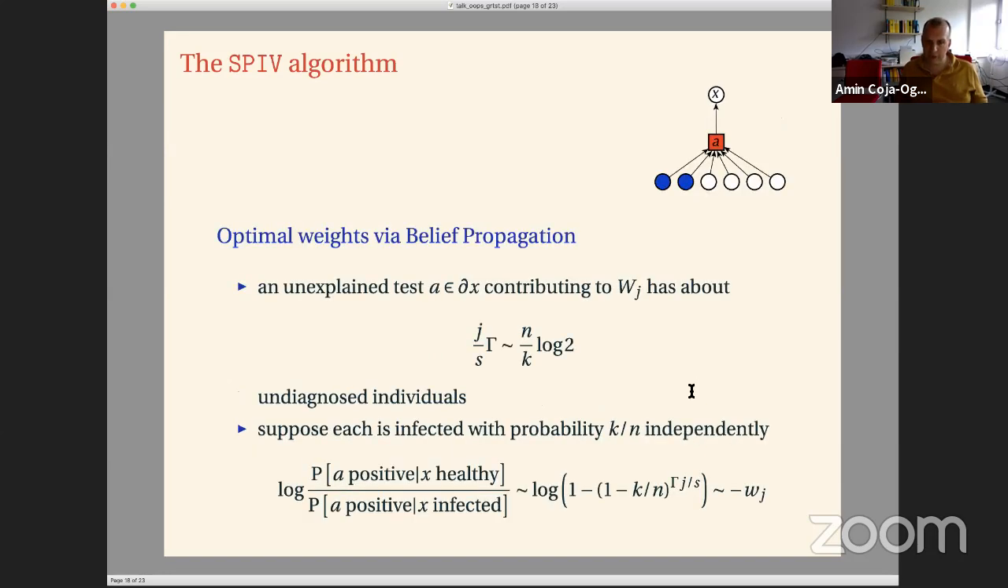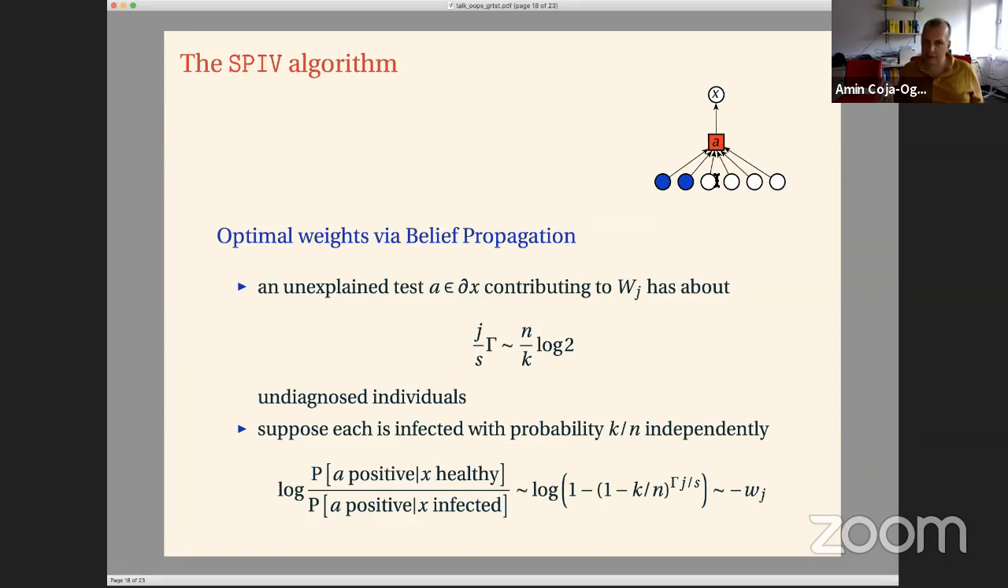So how do we use belief propagation to derive these optimal weights? Here's the idea. Here's my individual X that I'm trying to diagnose. Here's my test A. Now I want to figure out the probability, based on this information, what the clue is, what the message is that A sends to X as to its infection status. One thing that I can do is completely ignore any healthy individuals, in the sense that these are individuals that I can positively identify as healthy, either because they appear in negative tests or because I already diagnosed them as healthy in previous iterations. So I can completely focus on these white individuals down here.